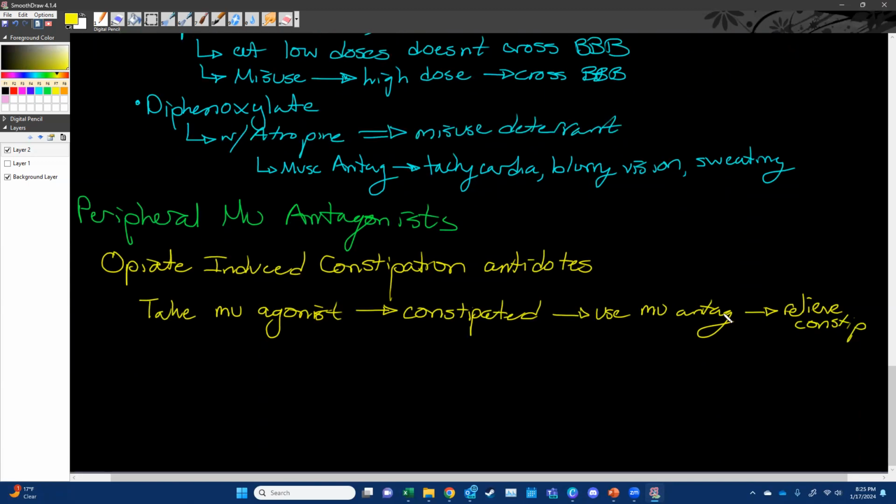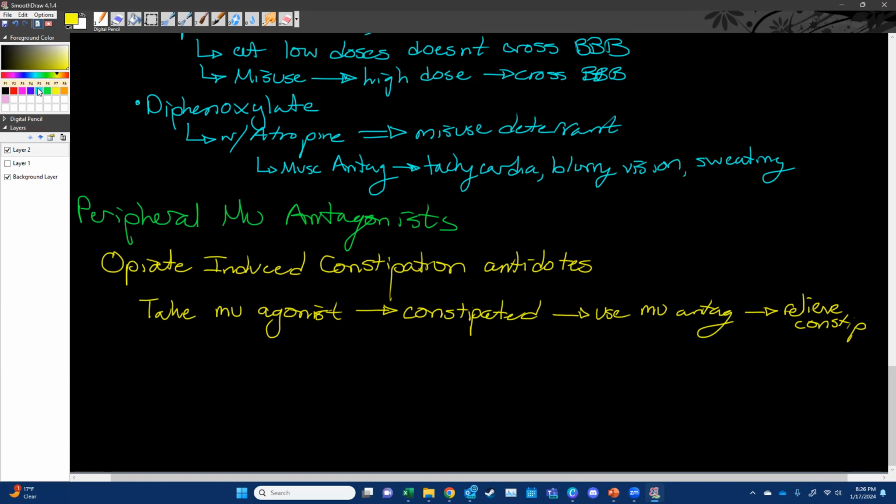What types of people are primarily going to be given these mu antagonists? Are we going to be giving it to someone who just broke their arm? Who are the people that we're going to be giving it to? Right. The elderly, someone who has chronic back pain, someone who is using it for cancer pain, people who are chronically using opiates and not likely to come off of them anytime soon.